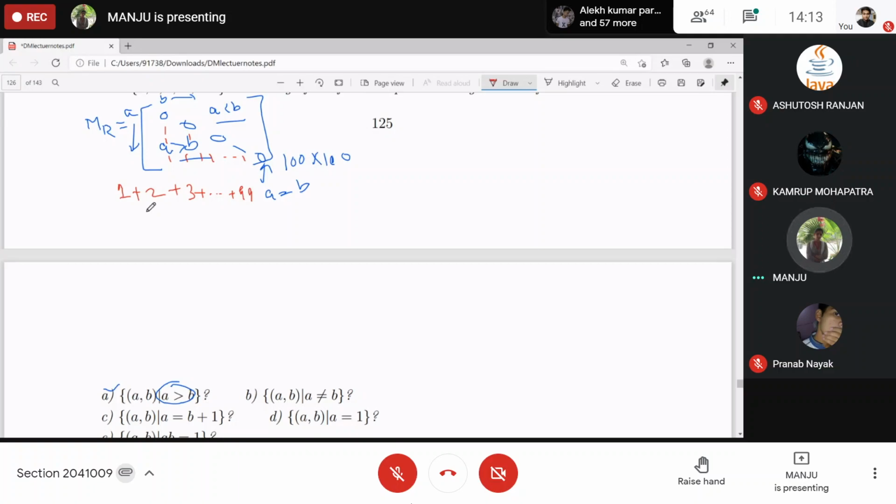What is the sum? 99, right? Divided by 2, that is N by 2, sum of AP, into first term plus last term, 100. Right? So this is giving you 4950.